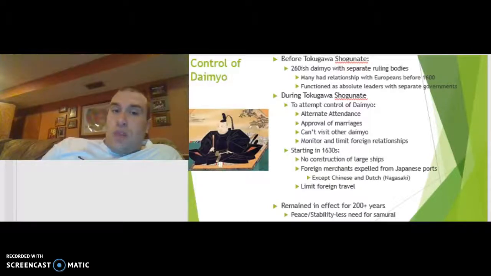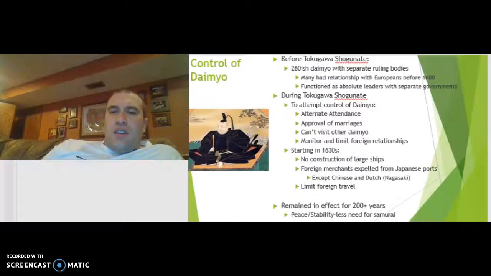They also, daimyo, you can't go visit other daimyo. They don't want alliances getting made. You can't have your children get married to another daimyo's kids. Why? Again, consolidation of land. Tokugawa making sure that they can't do anything. And also, they're going to monitor and limit foreign influence. Why? So you can't build up more power against them. Tokugawa shogunate is very good at consolidating power around them.